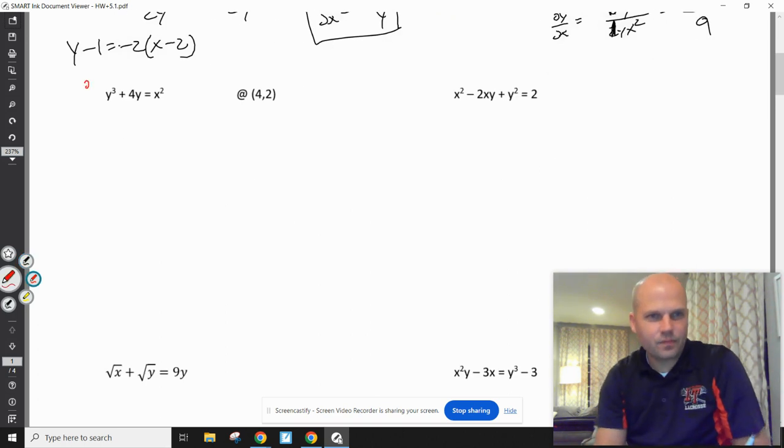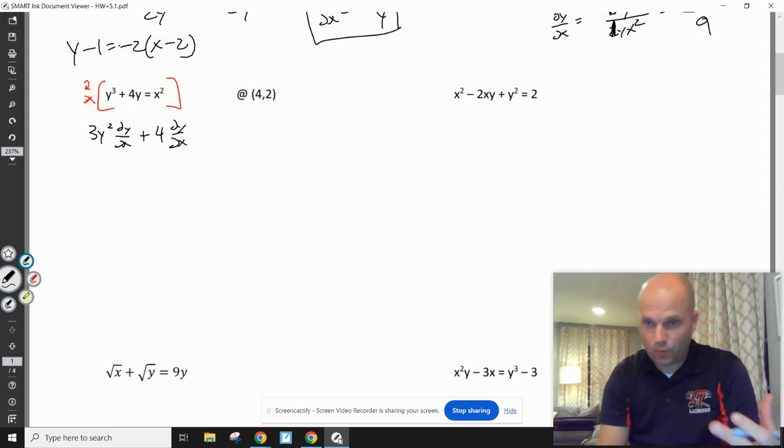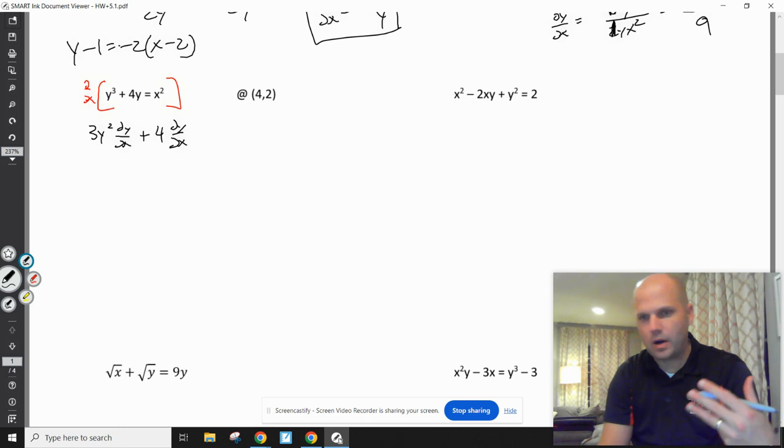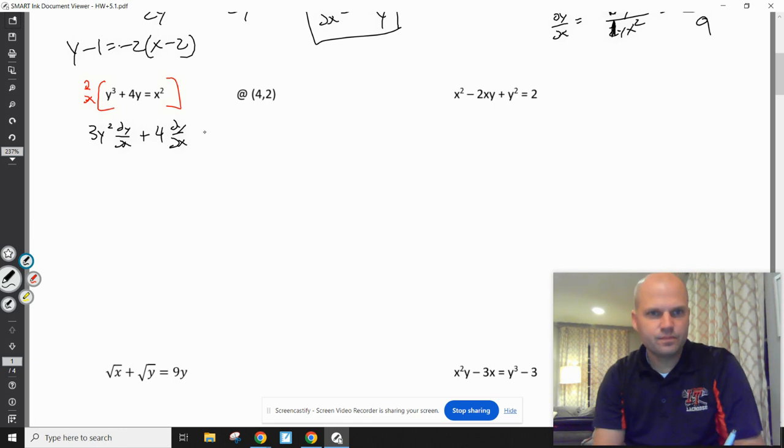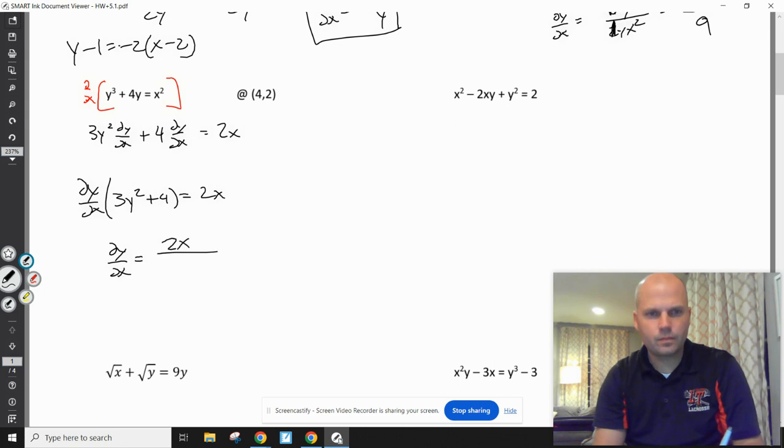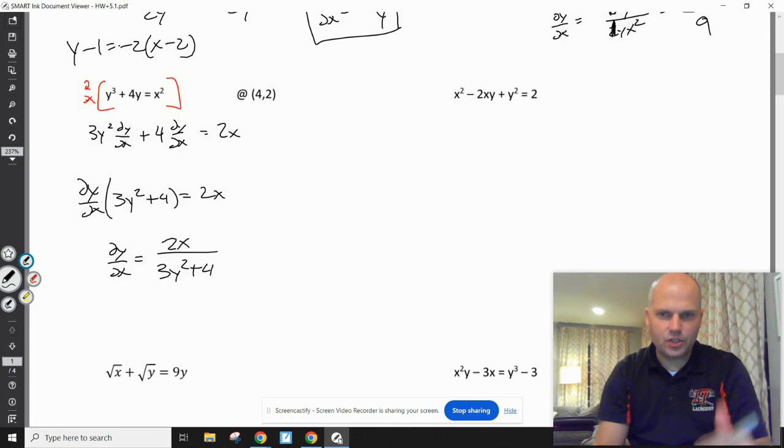All right. I don't see anything crazy going on here. The derivative of 4x is 4. The derivative of 4y is 4 dy dx. This is all good. Factor out the dy dx. Divide by 3y squared plus 4. I can't simplify the 2 and the 4. Don't try to do it. You see this addition down here?